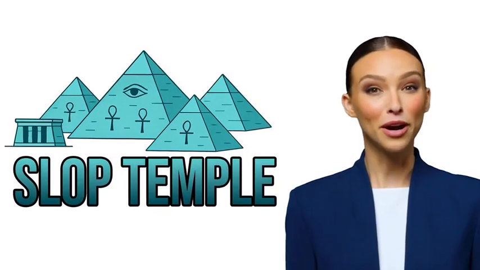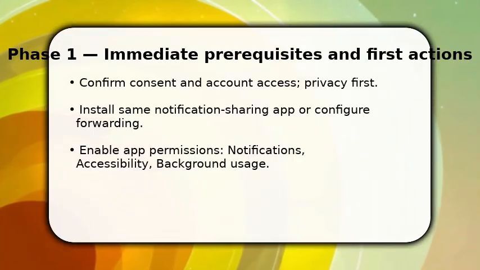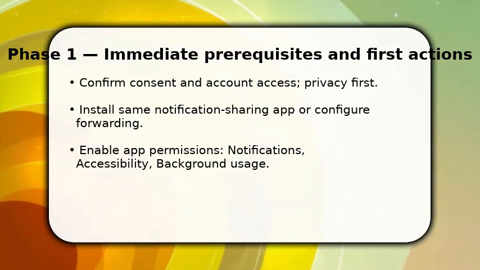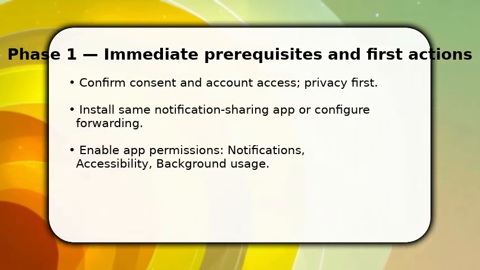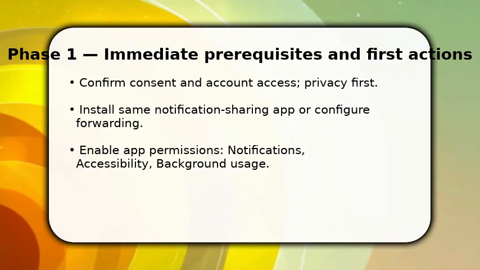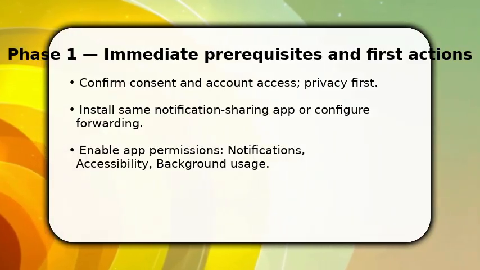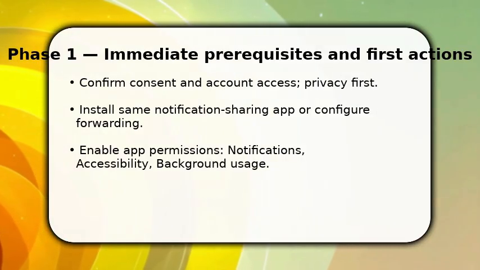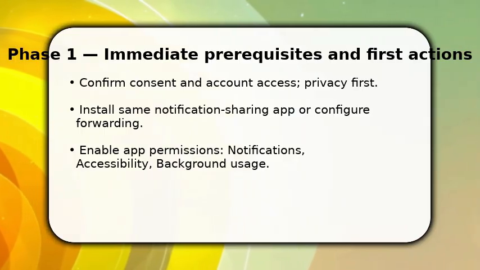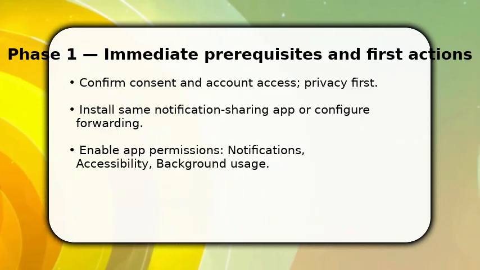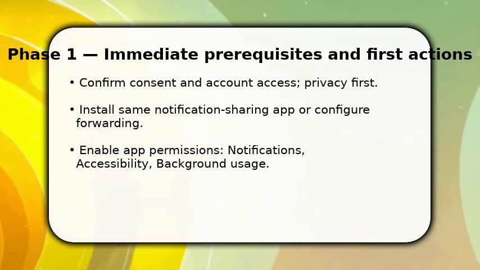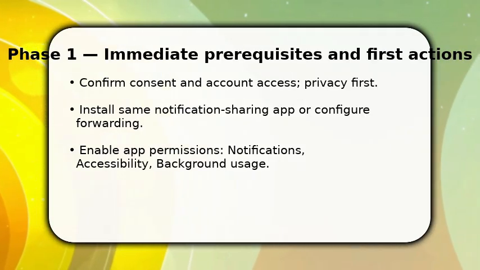We pray this video helps. You start with 3 essentials: consent from the other phone, the right app installed, and proper permissions granted. First, have the other person open settings while you guide them. Make sure notifications and background app refresh are enabled. Once done, install the chosen app on both devices and sign into the same account or pair via QR code.